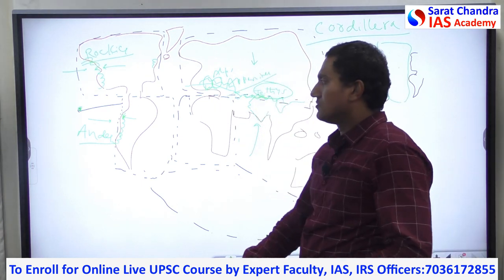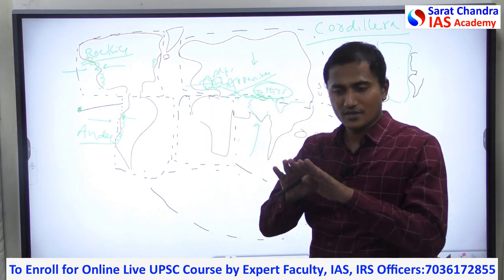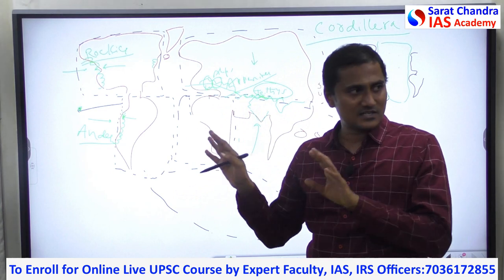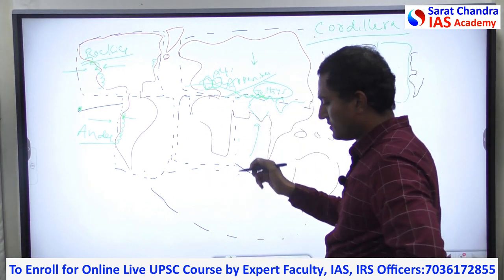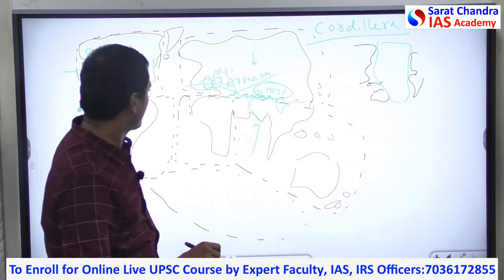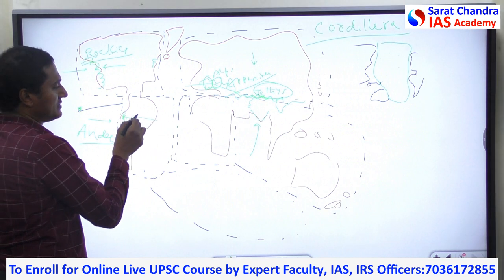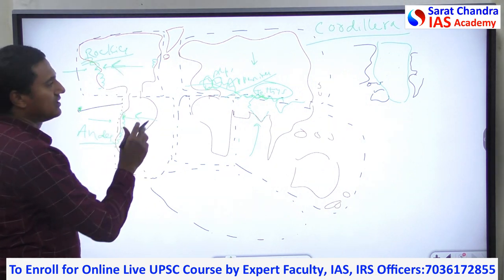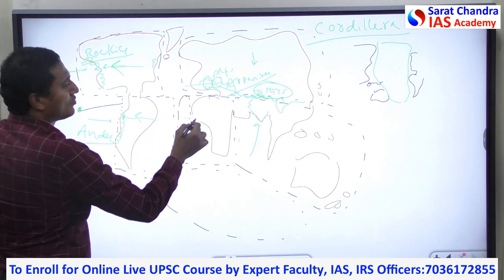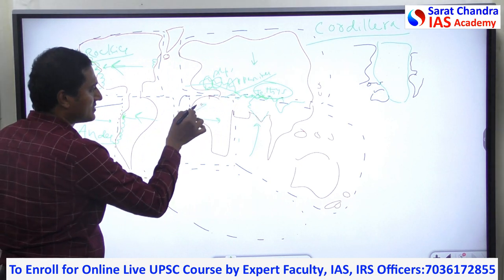Okay. Now, I gave you the example of the first, the convergent. Now let us go to the divergent. Divergent, let us see the examples, okay? See, I told you the South American plate is moving in this direction. I told you North America is moving in this direction. Here, African plate moves in this direction. Not exact this direction, but actually it moves in this direction, see.